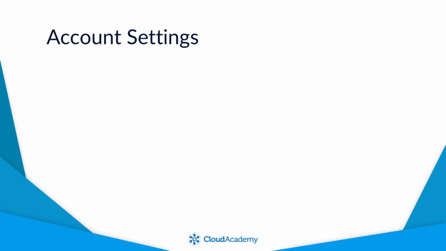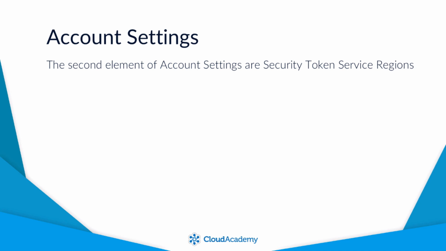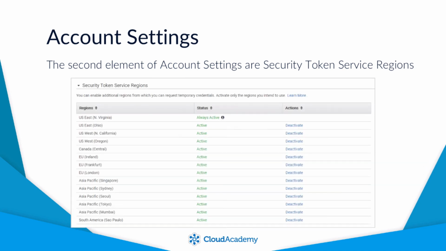The second element of your account settings are at the bottom of the screen, which relates to security token service regions. This is the list of regions that are either activated or deactivated for the security token service. By default, all regions are activated. However, you can deactivate some if required for increased security. To deactivate, simply click on Deactivate for the required region.